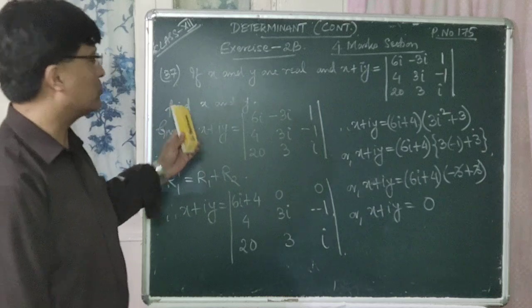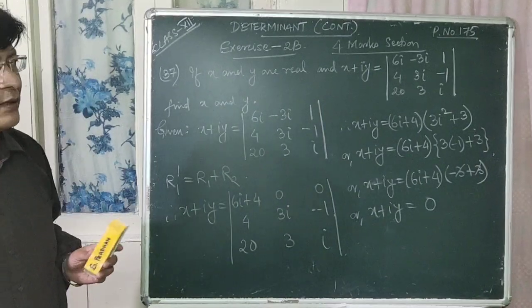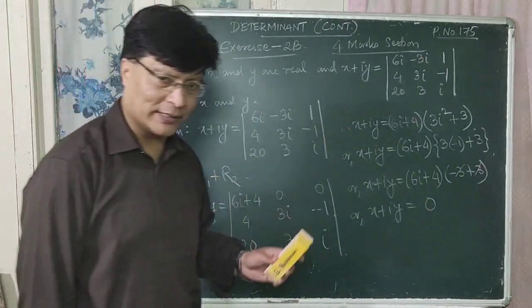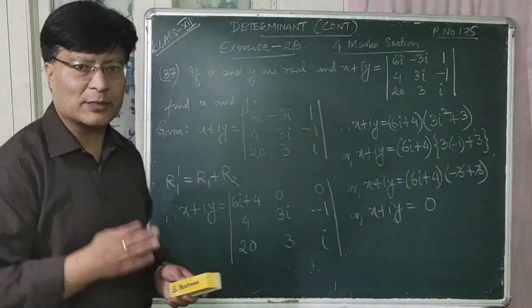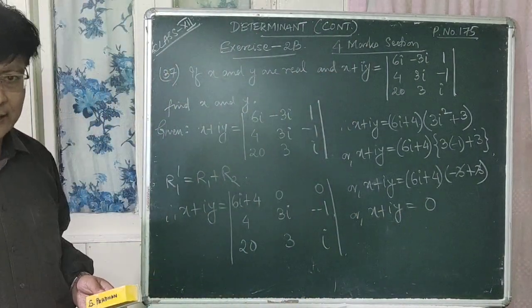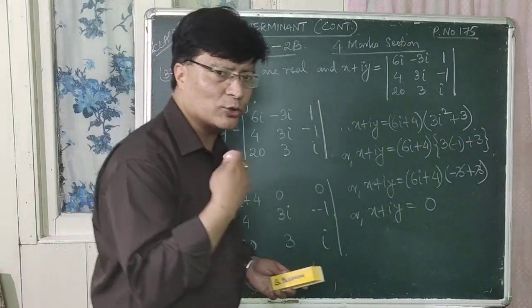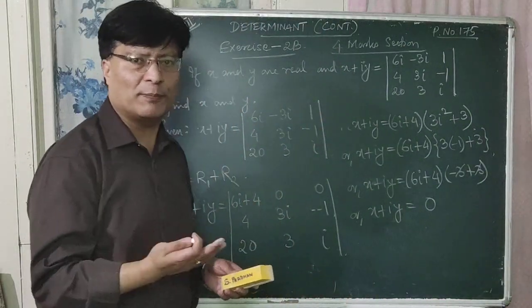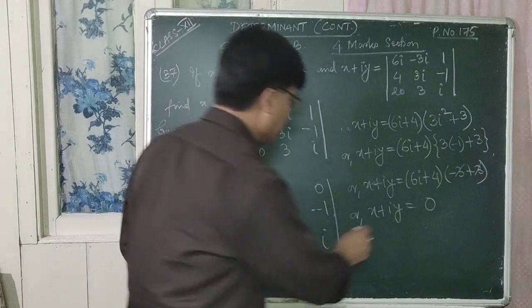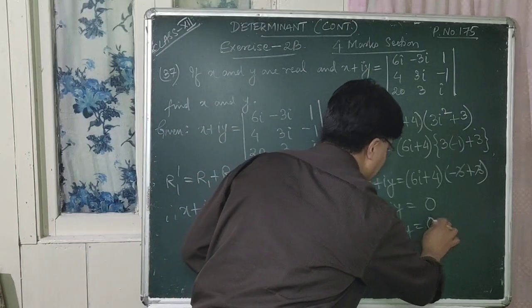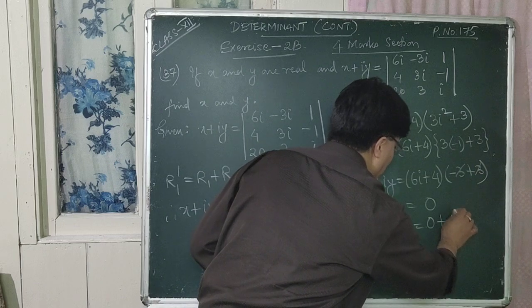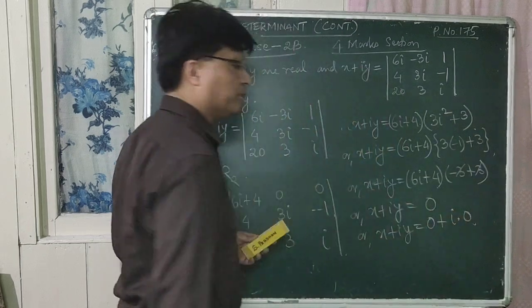But in this case, you have to get the value for x and y, right? So now, since the left hand side is in terms of a complex number, because there is i, this 0 should also be written in terms of a complex number. So how will you write it? That is x plus iy is equal to 0 plus i into 0.